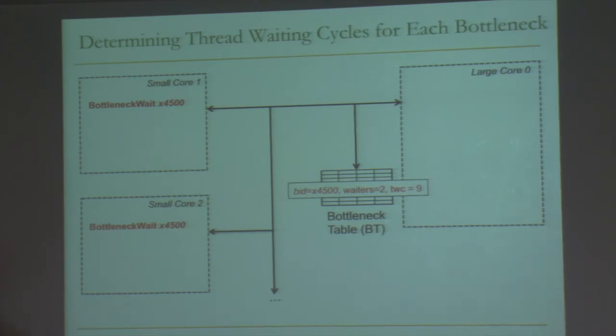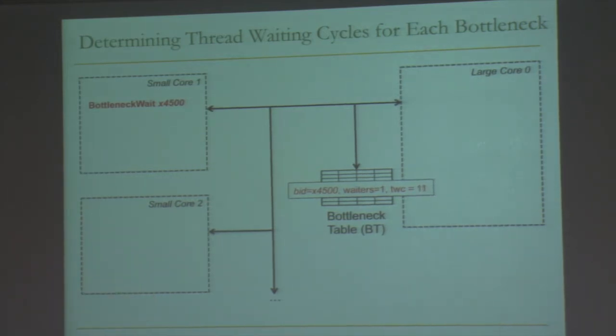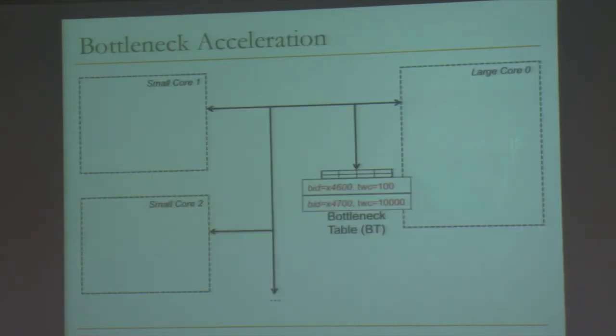Okay? Later, let's say a small core stops waiting for the bottleneck. It sends a signal to the bottleneck table saying, I'm not waiting for the bottleneck anymore. Now the number of waiters becomes 1, and you keep incrementing by 1, because this one is still waiting for the bottleneck. And later, let's say small core 1 gets the bottleneck, stops waiting because it acquires it. It sends a signal to the bottleneck table saying that I'm not waiting for it, and the number of waiters becomes 0. Now you have the thread waiting cycles over here. That's how you can keep track of the thread waiting cycles per bottleneck, right? And as architects, you can add this kind of stuff into the system. So let's take a look at how you accelerate bottlenecks with the highest thread waiting cycles.